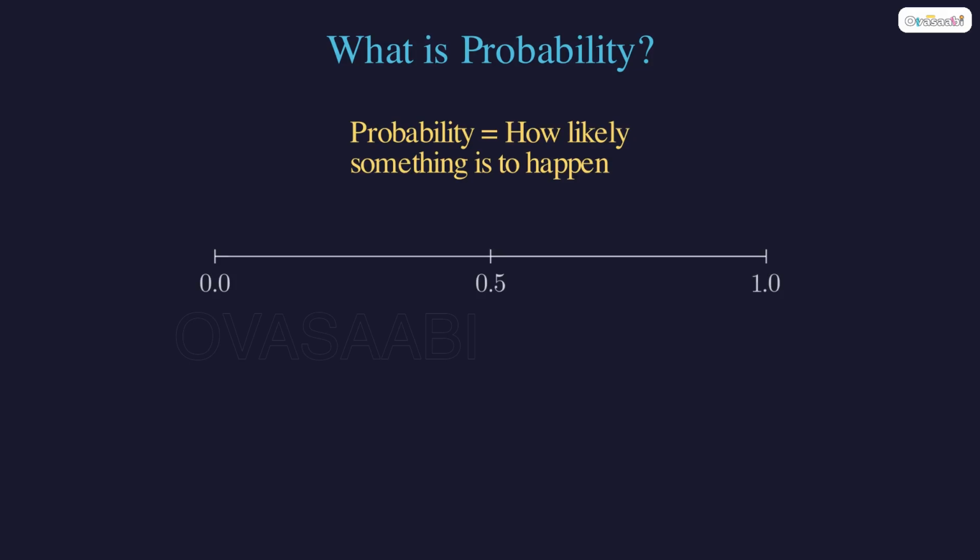Probability means how likely an event is to happen. It's measured from 0, meaning impossible, to 1, meaning certain. For example, getting heads on a fair coin is 0.5.